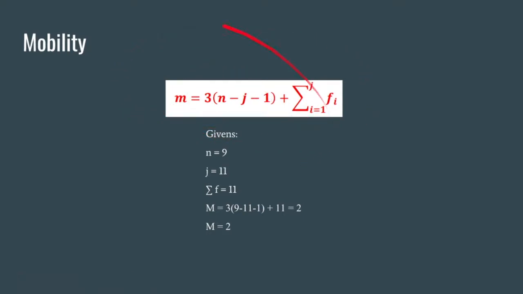For the mobility, we have this formula. We plug in our n, our j, and our f, and the mobility that we get is 2. What this means is that in order to complete a full revolution of the mechanism, we would need at least 2 motors.